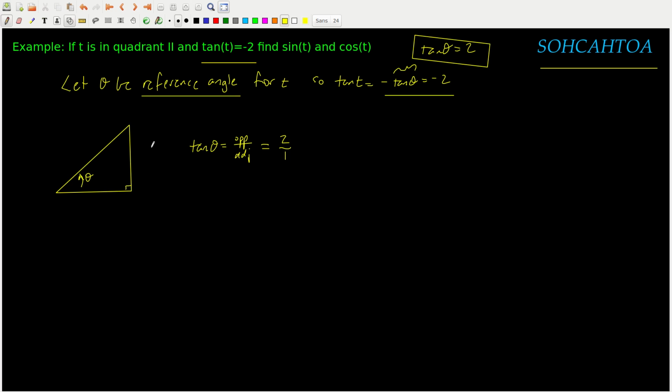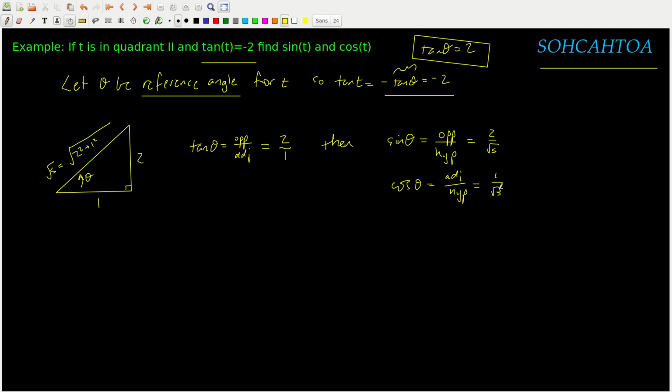If this is the angle theta, then the opposite is here. I'm going to call it 2. The adjacent is here. It's going to be 1. By Pythagoras, this must be 2 squared plus 1 squared, which is the square root of 5. So we've got all three sides, and that immediately tells us, for example, that the sine of theta, again looking at SOHCAHTOA, is the opposite over the hypotenuse, and plugging those things in for our angle here, the opposite is 2, the hypotenuse is the square root of 5. Similarly for cosine, we get the adjacent over the hypotenuse, and the adjacent is 1, and the hypotenuse is still the square root of 5.